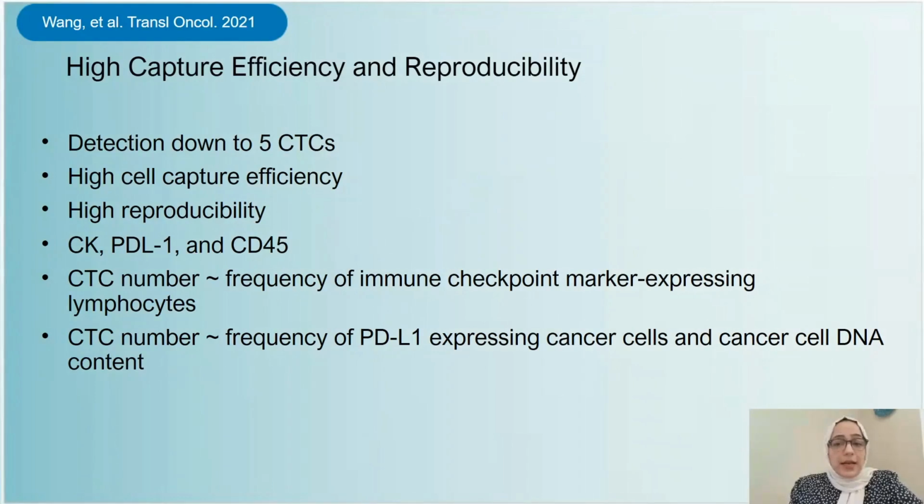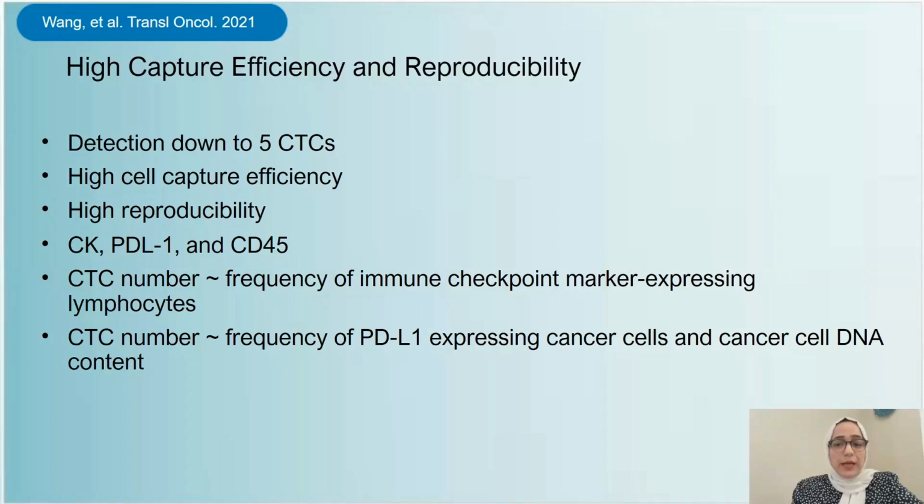This study highlights the capture efficiency and reproducibility of the Genesis system by assessing its sensitivity with a spiking study using non-small cell lung cancer, NCI-H441. Researchers found that even down to 5 CTCs, they were able to efficiently and reproducibly capture these cells. This was confirmed using a custom antibody panel that included cytokeratin, PD-L1, as well as CD45.